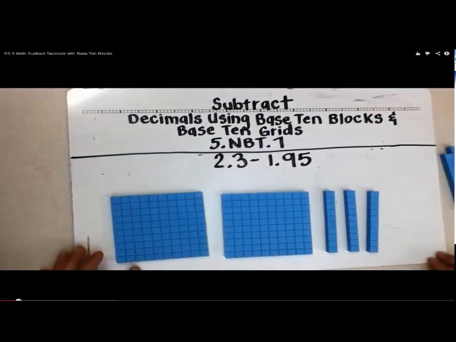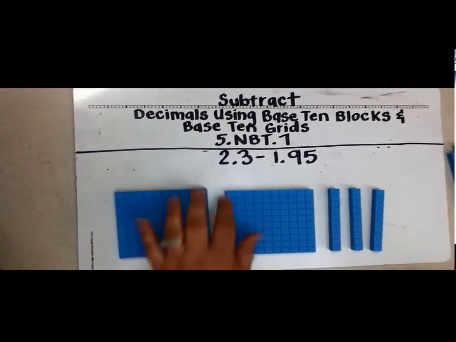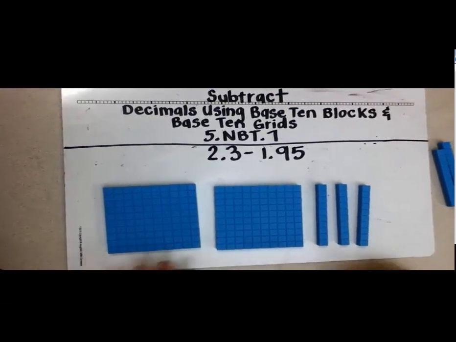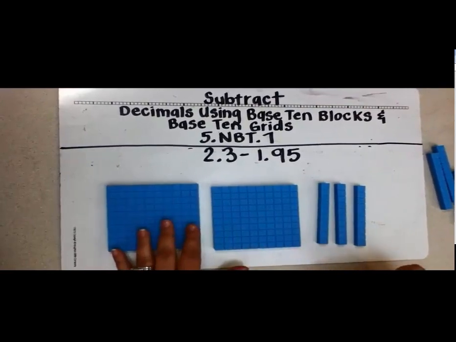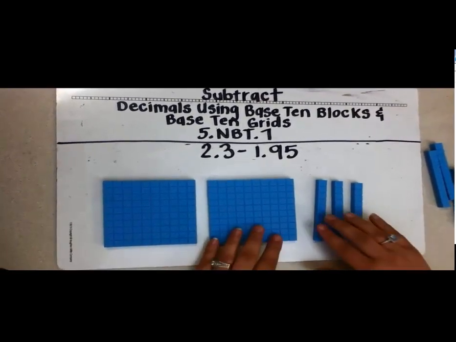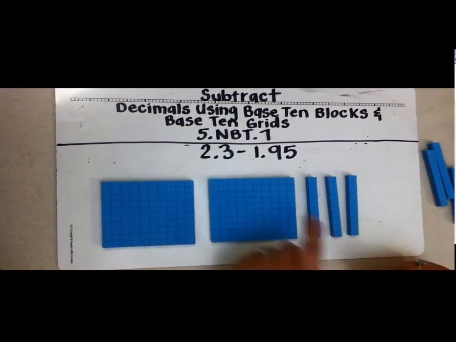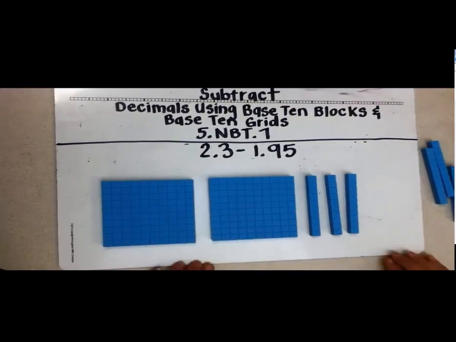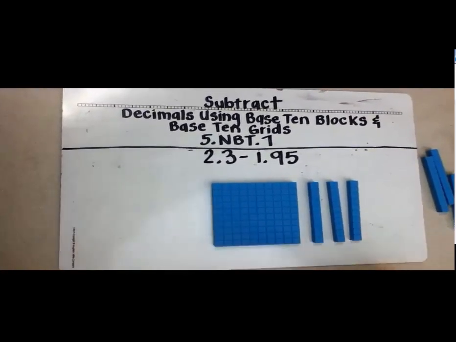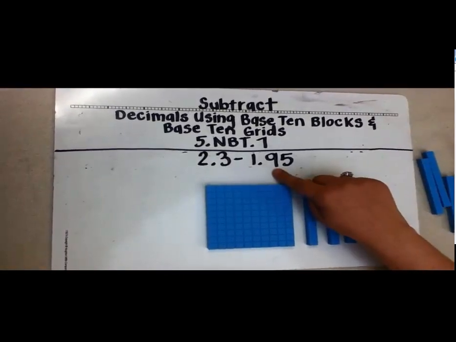Students can use base 10 blocks and base 10 grids to subtract decimals, and we're going to use 2 and 3 tenths minus 1 and 95 hundredths as an example for that. So the first thing students should do when using base 10 blocks is model 2 and 3 tenths using the blocks. And so I have 2 and 3 tenths modeled here. Now we see that we need to take away 1 and 95 hundredths. So we could go ahead and take away one whole, and we would have dealt with that. And then now I see that we would need to take away 9 tenths.